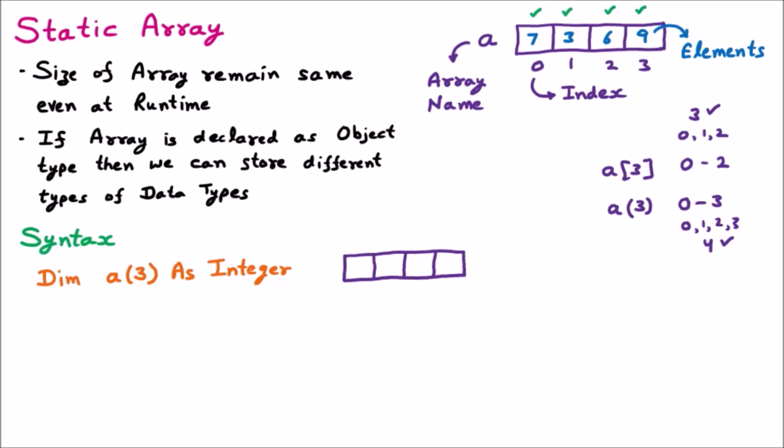So here you can see that one array is declared whose size is based upon the size given by the user. So here the user is mentioning 3. That means the index values are 0, 1, 2 and 3. And the name of the array given is A. So here we can store different values.